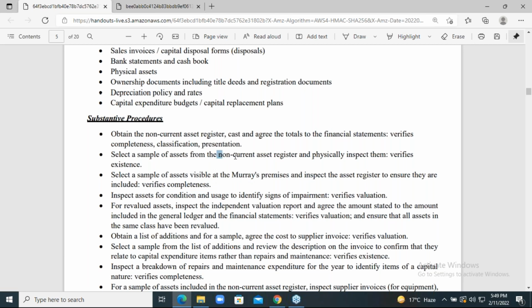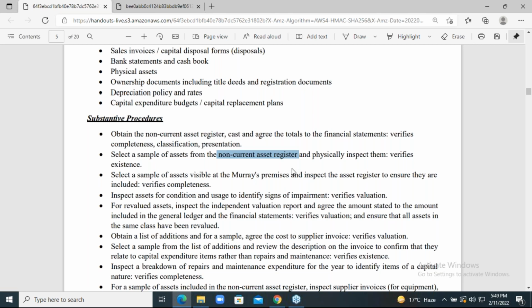So you are not going to use non-current asset register. You are going to use purchased asset register for purchased assets and donated asset register for donated assets. So that's all. Nothing to worry about. But yes, one thing to worry about, that is how to memorize these procedures.